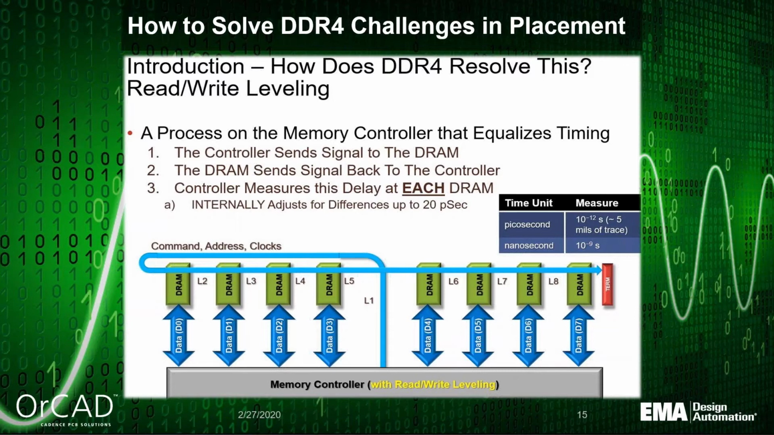It sends a signal to the DRAM, and the DRAM sends a signal back to the controller. The controller can measure this delay at each DRAM and initially, internally, adjust for differences up to 20 picoseconds. We must now think in picoseconds, no longer nanoseconds in time. Again, this must have a memory controller with a read-write leveling.